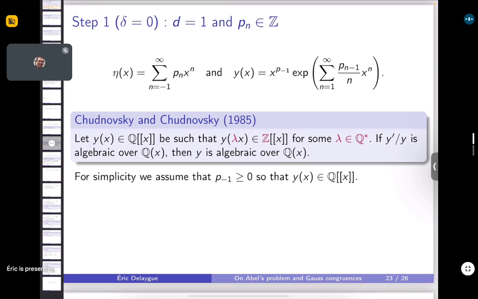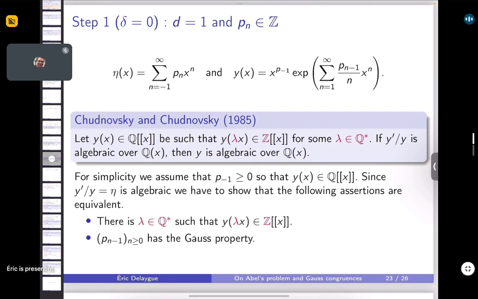So here, for simplicity, we assume that the coefficient p minus 1 is non-negative, so that we have y which is a power series with rational coefficients, and which fulfills the assumption of the Chudnovskys' theorem. Since we already know that eta is algebraic, we already know that the logarithmic derivative of y is algebraic. So we have to prove, by the Chudnovsky theorem, that the following assertions are equivalent: you can rescale y into a power series with integer coefficients if and only if the sequence p to the n minus 1, because here d is equal to 1, has the Gauss property. So now, thanks to the theorem, we focus on this equivalence.